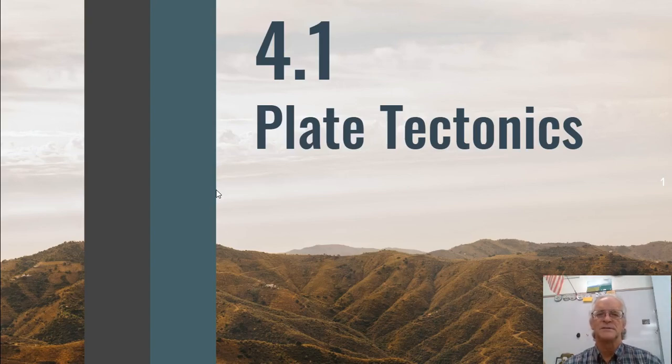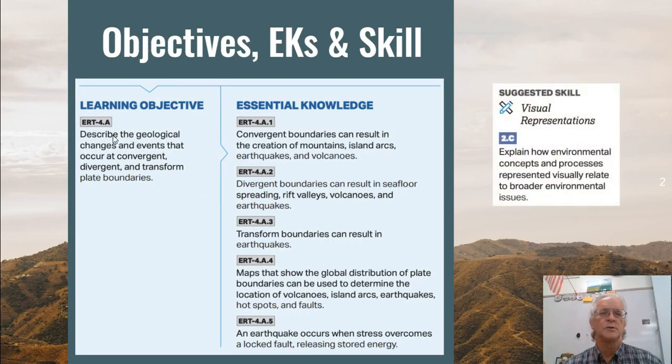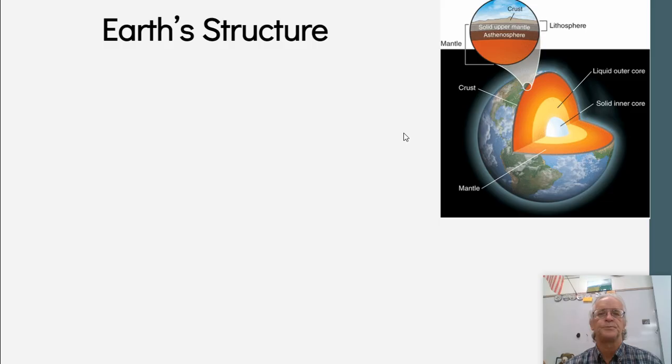We are doing section 4.1 on plate tectonics. The essential skills learning objective you need to have is to describe the geological changes and events that occur at convergent, divergent, and transform plate boundaries. This is basically a review from physics. There are 5 different things you need to know, basically what I just said, and then something about earthquakes. The suggested skill that you understand is being able to explain processes that are represented visually.